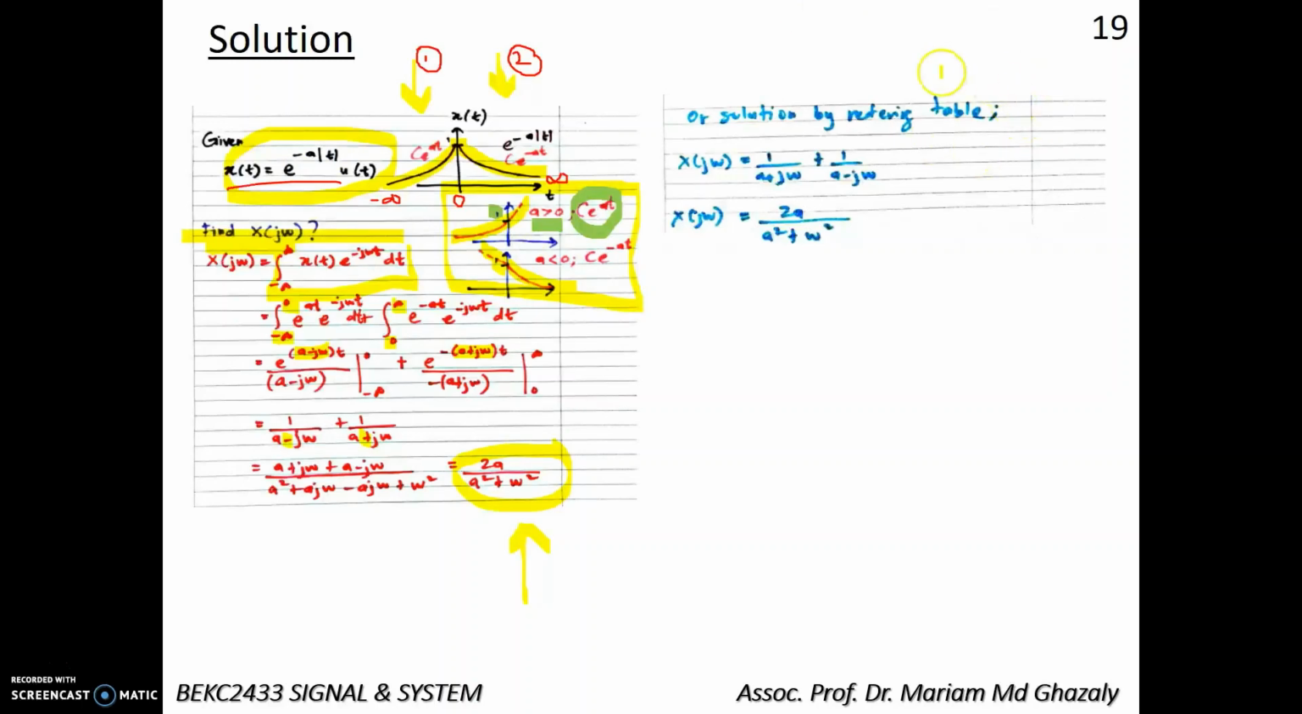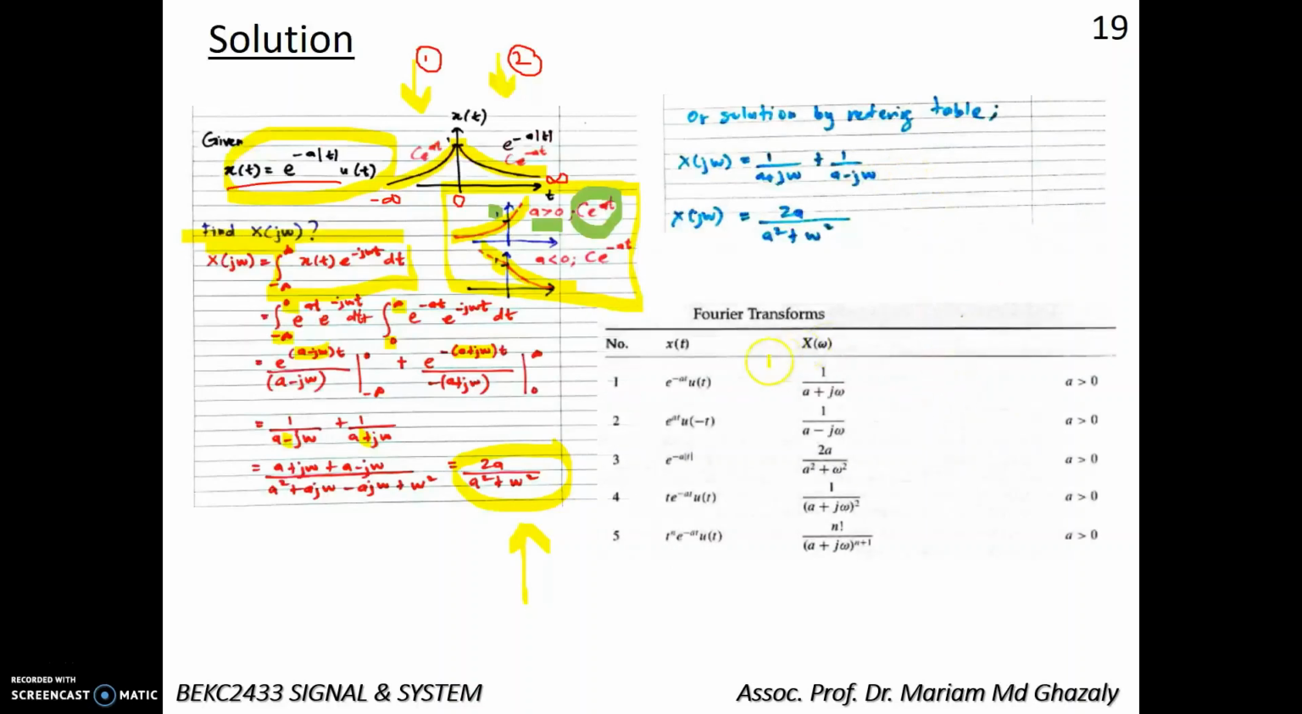Similarly to example 2, you can solve this equation by referring to the table. So let's go and look at the Fourier transform table. This example refers to equation number 3 here. Directly you see that x(t) is equal to e to the minus a modulus t, and the Fourier transform is given by 2a over (a squared plus omega squared), which is similar to the proof just now. So this will be the final answer.